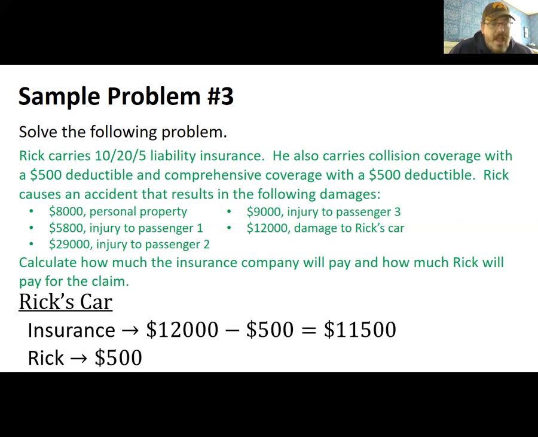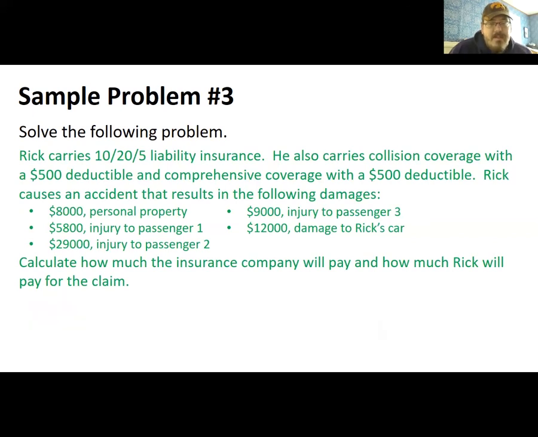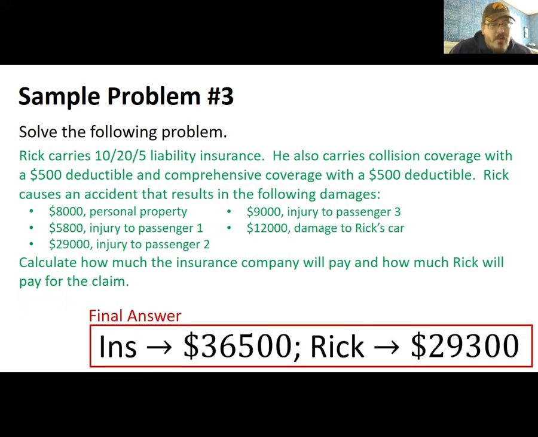Now that we've figured out how the amounts are divvied out amongst the property damage to the other people, the injury claims for the passengers, and Rick's damage to his vehicle, let's tally things up. When you add up those values, the insurance company is going to end up paying a total of $36,500 in terms of this accident. Rick is going to be paying $29,300. That's a lot of money to have to pay for an accident, and most people don't have that on hand to cover that.